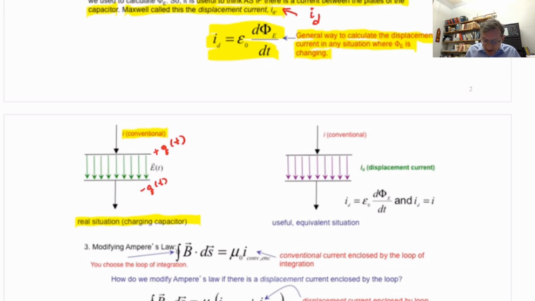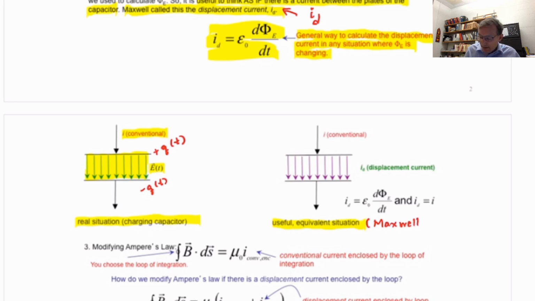And that's producing a nice uniform electric field in the region between the plates that's a function of time, as long as the capacitor is charging or discharging. That's the real situation. Here is the equivalent situation that it's useful to think about. This is thanks to Maxwell.